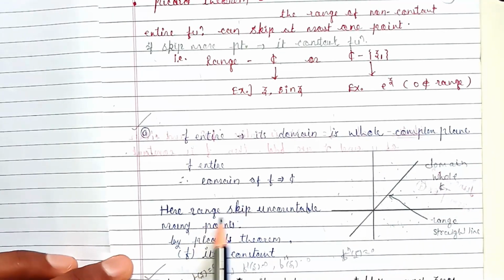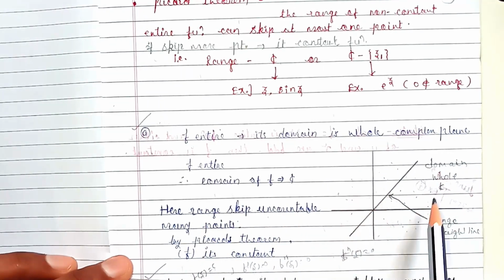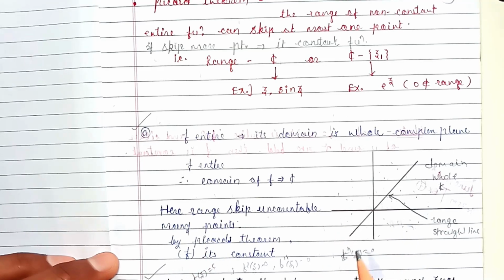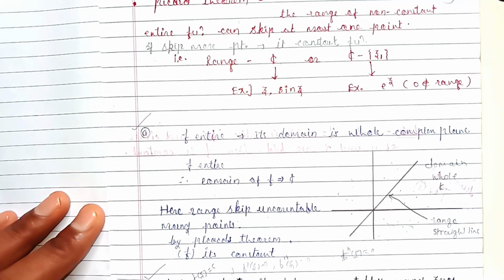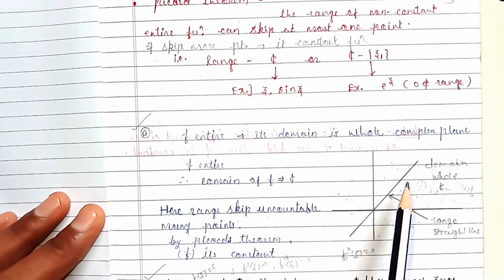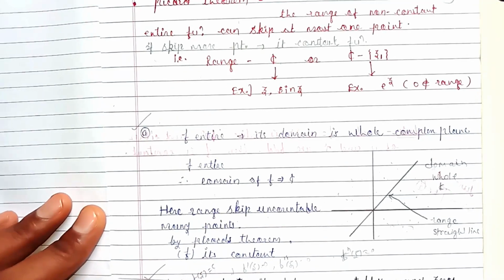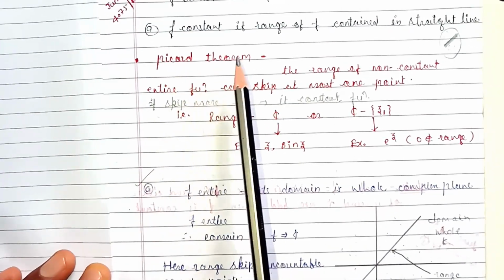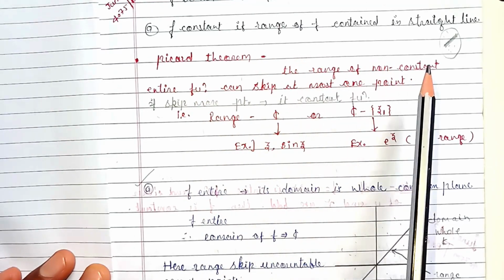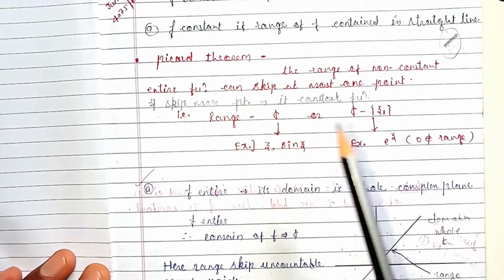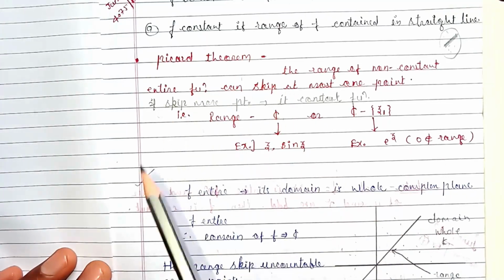So the range can skip uncountably many points here. Then by Picard's theorem we can say f is constant. If it can skip at most one point, or cannot skip any other point, then by Picard's theorem our function is non-constant; but this one skips infinitely many points. That's why, by Picard's theorem, f is a constant. So our first option, f is a constant if the range is contained in a straight line, is obviously true because it skips infinitely many points. So the first option is true.